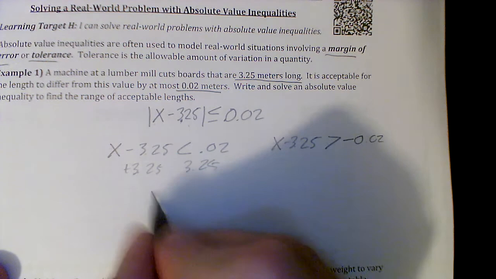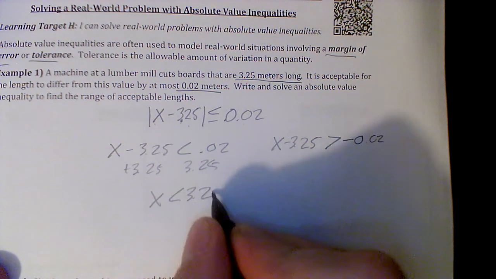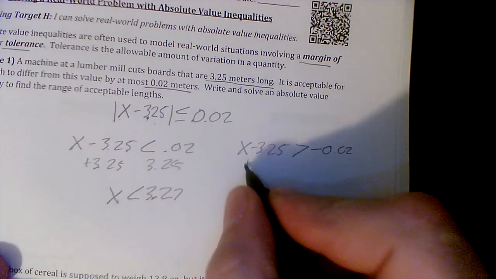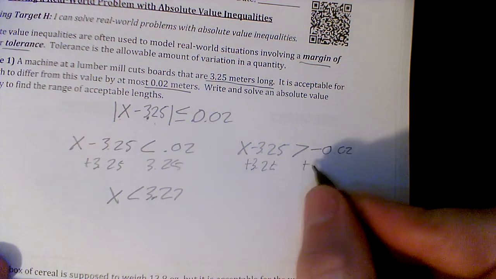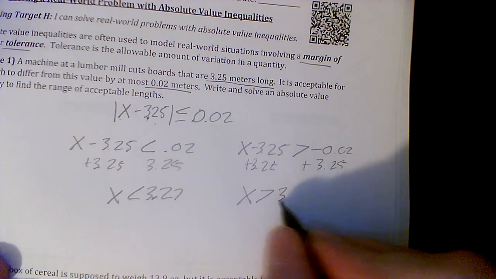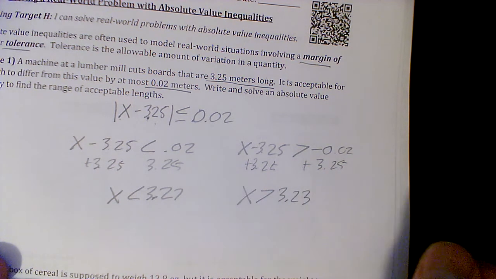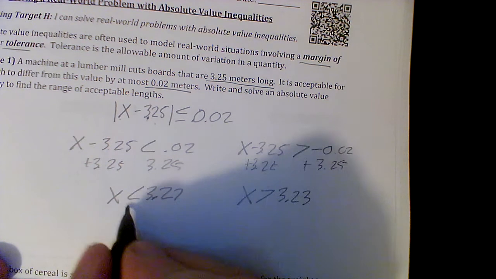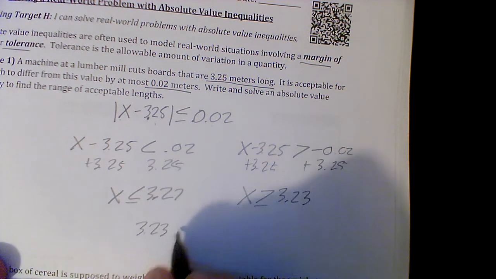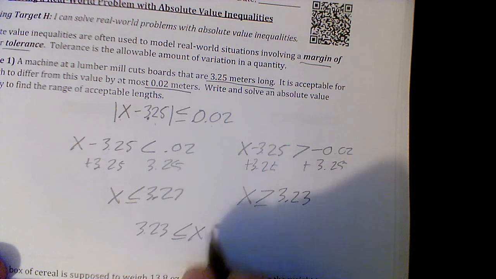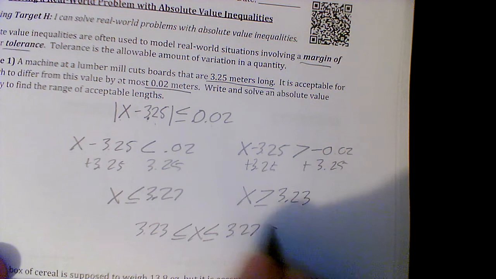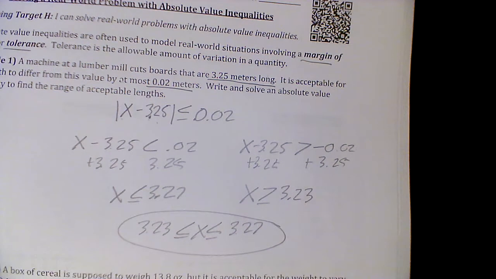3.25, and we get x is less than 3.27. That's as big as it can get, right? We do the same thing here. We add 3.25 here plus 3.25 here. And we get x is greater than 3.23. All right. And it's equal to, so we should say equal to. That's the lowest one. 3.23 is less than or equal to x, which is less than or equal to 3.27, and that's the range we can cut this in.